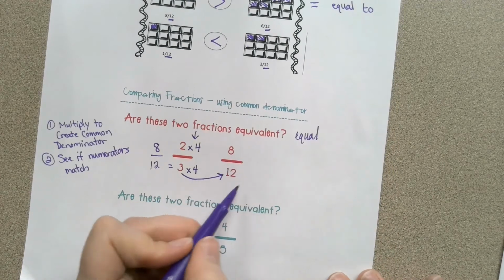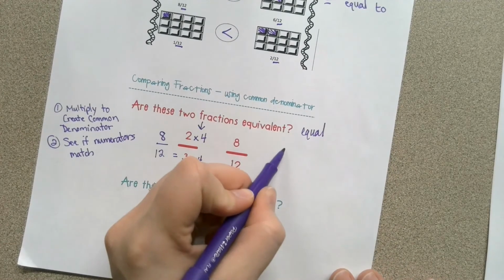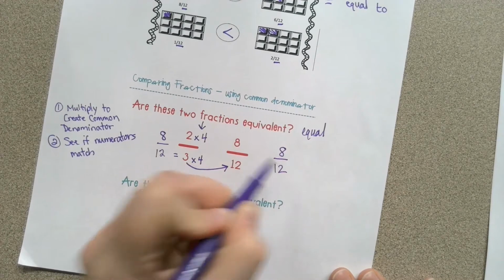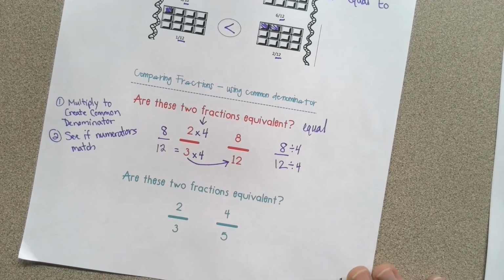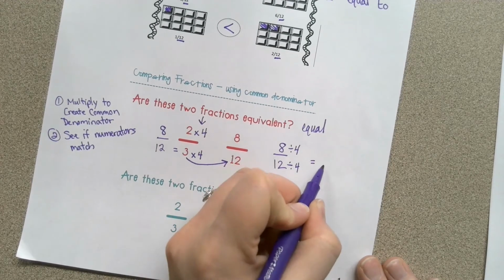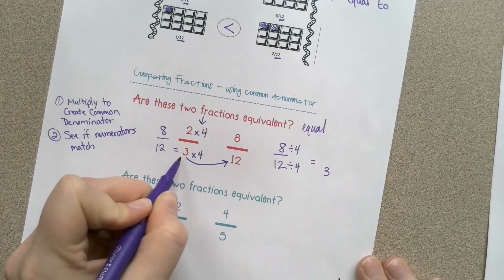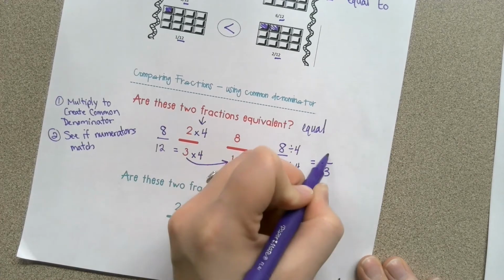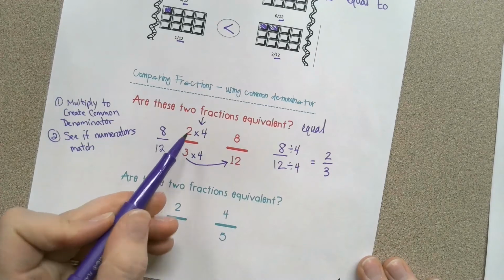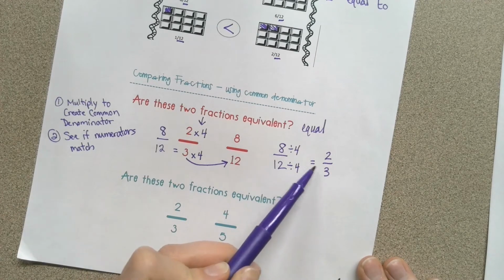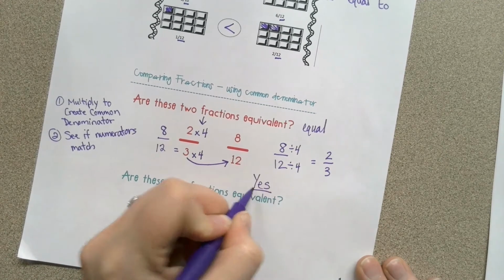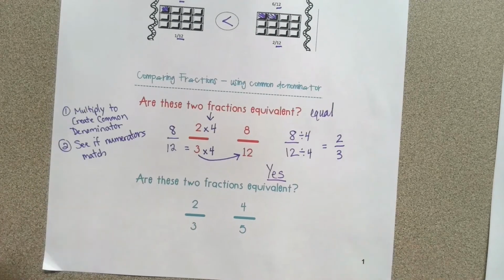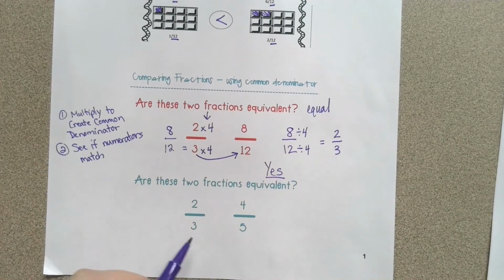Or we can simplify this side to see if that works. If we simplify 8/12, we know that we could divide both of them by 4. And 12 divided by 4 gives us 3, and that matches what we had here. If we do the same thing here, 8 divided by 4 gives us 2, and that also matches, showing that 8/12 is equivalent to 2/3. So we would say yes, they are equivalent.